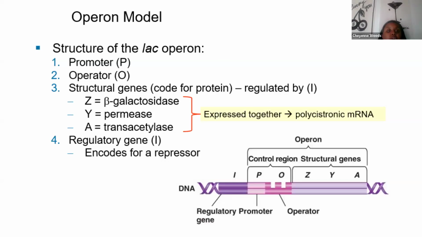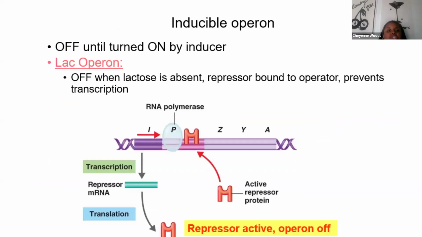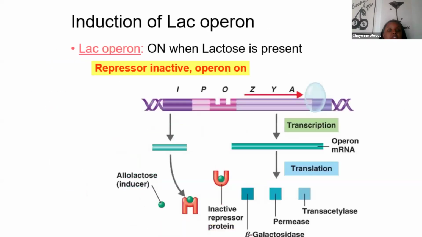So I'm going to be going over the operon model and what the structure of that looks like. And then for the lip operon model, I'm going over the structure of that, showcasing where the difference between the two are, which is really in its structural genes, and what an inducible operon looks like, an induction of the lac operon looks like.